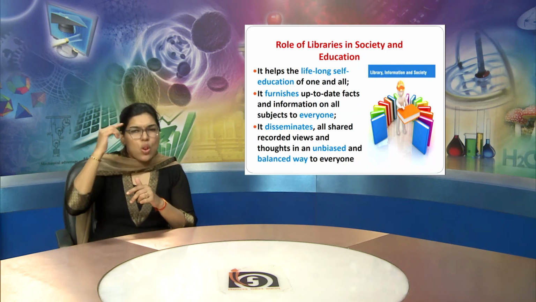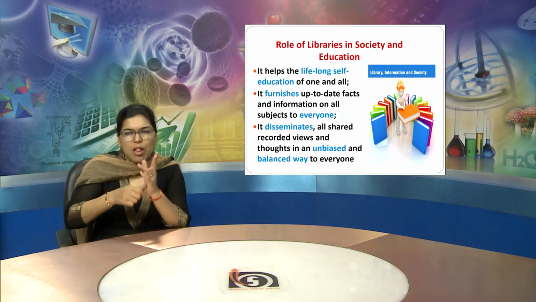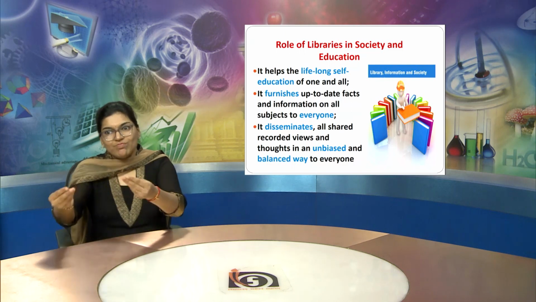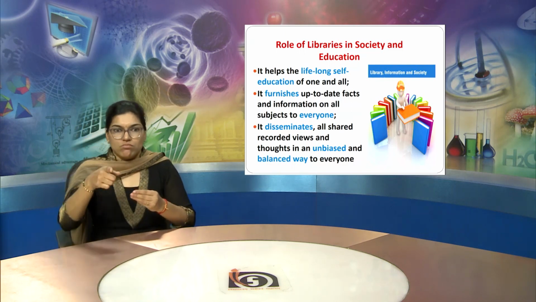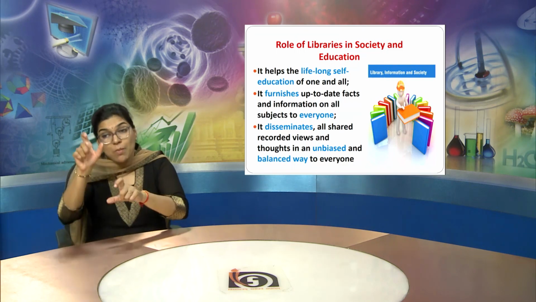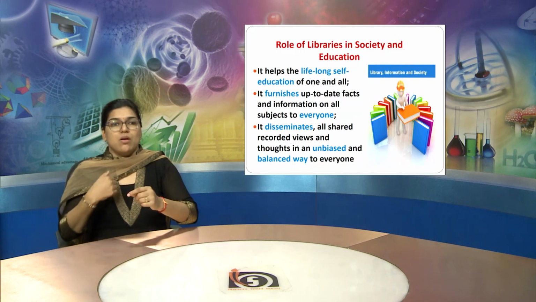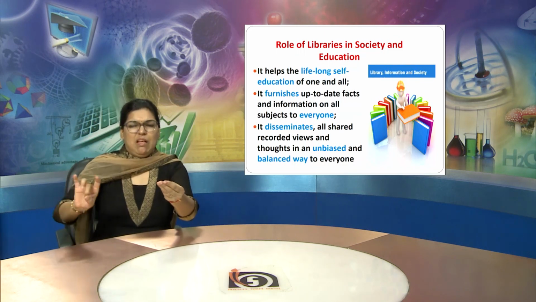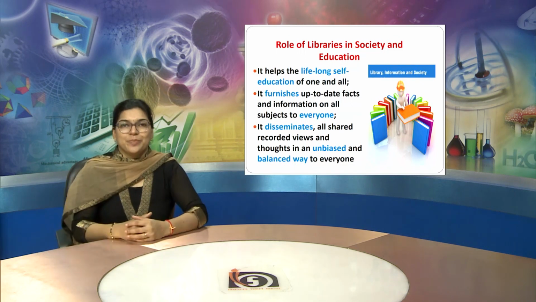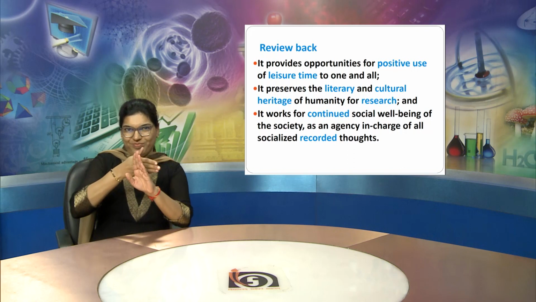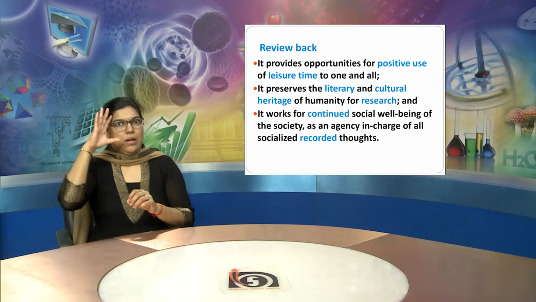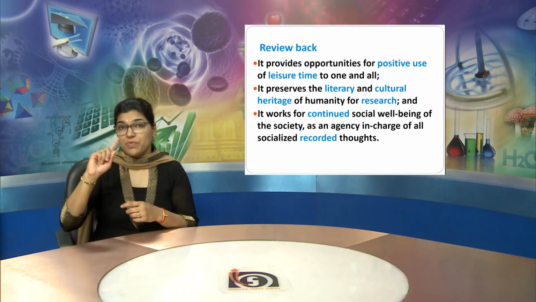And also, another important role of the library is to disseminate all the shared recorded views and thoughts in an unbiased and balanced way to everyone. Because for the library, all the people of the society are equal. So the information dissemination is unbiased. So far, we have discussed all the points related to the library. Let us now review them.